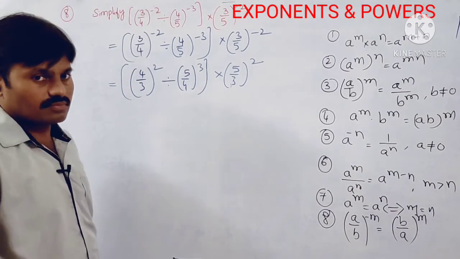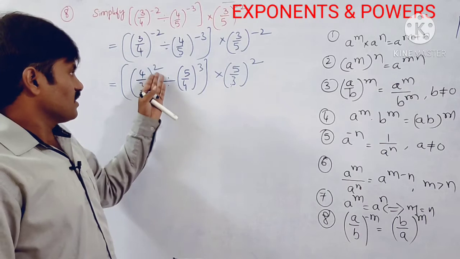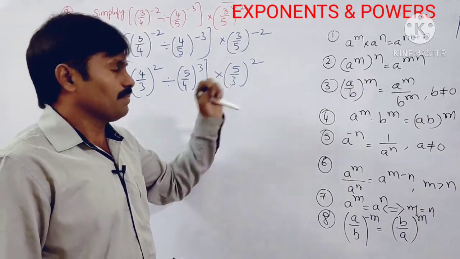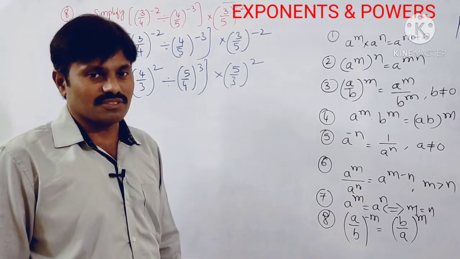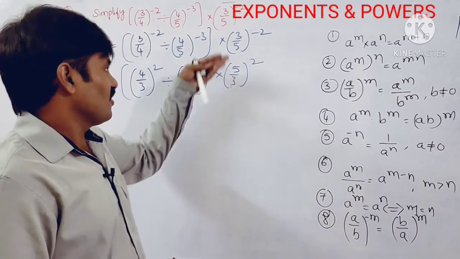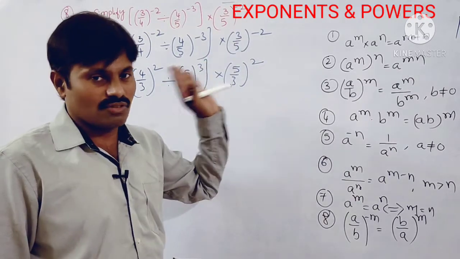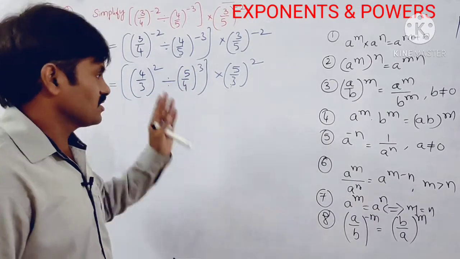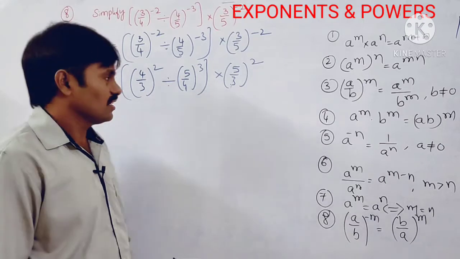Now, if you observe, it is somewhat better for us because we know how to solve if the exponent is positive. Before, we got negative powers, so we had some confusion. To avoid that, we have converted all exponents into positive numbers. Okay, clear?